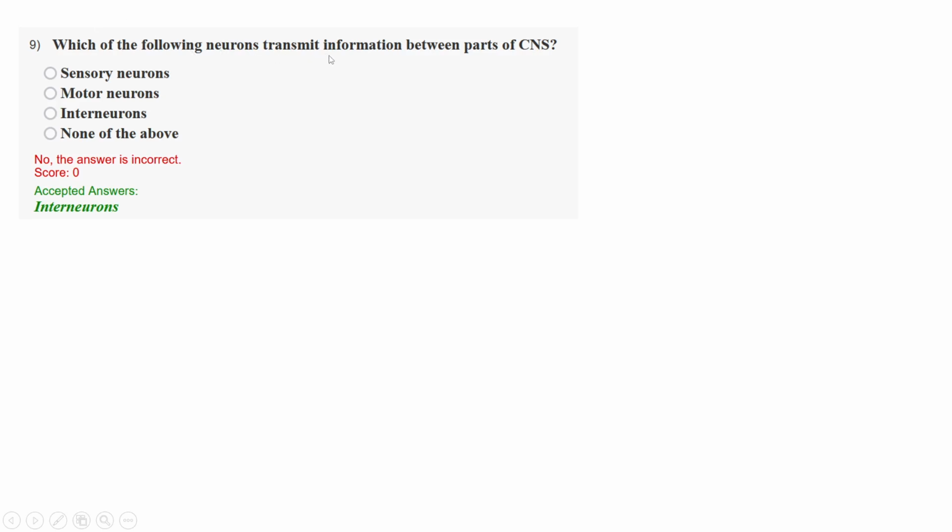Option 9: which of the following neurons transmit information between the parts of the central nervous system? Between the parts of the central nervous system, there are interneurons. Sensory neurons generally take information to the brain, the central nervous system. Motor neurons transmit information from the brain to the muscles. But interneurons communicate between the parts of the central nervous system. So option C is correct in this case.